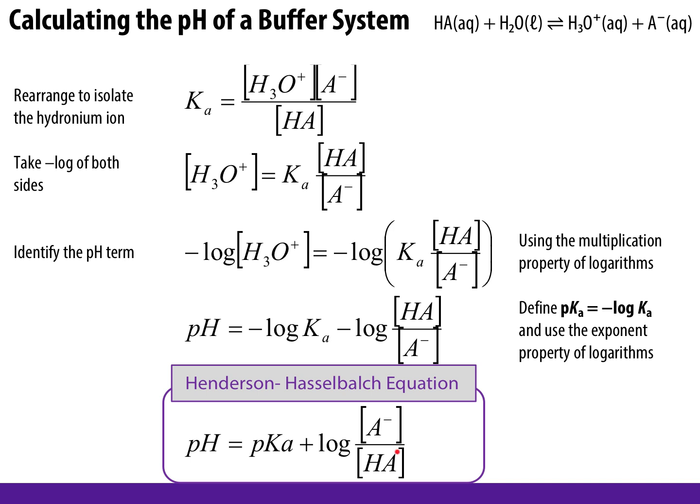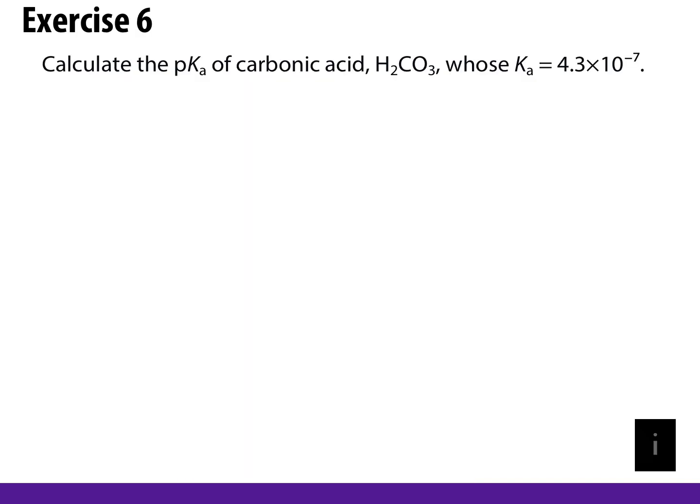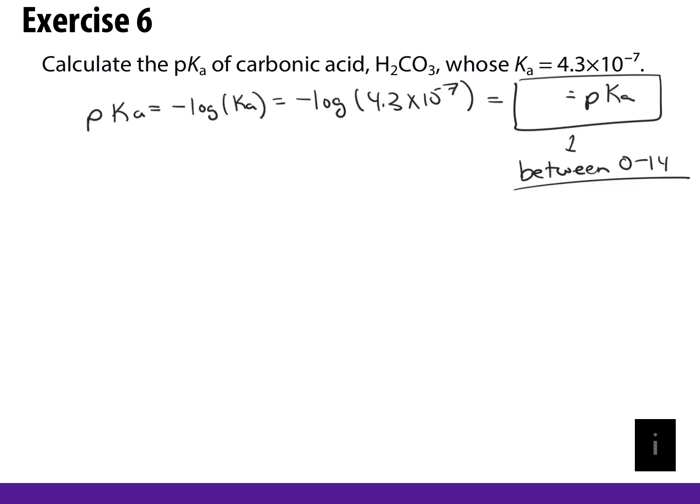If I know the amounts of acid and base, and I know the pKa, which I just get from the Ka of the weak acid in the buffer, I can now get the pH without having to do an ice table or any other types of calculations. So the first sample, the pKa of carbonic acid, given its Ka. Just plugging into the formula, pKa is negative log of Ka, so negative log 4.3 times 10 to the minus 7.